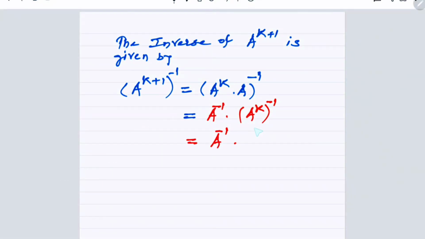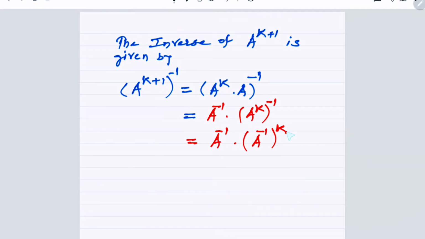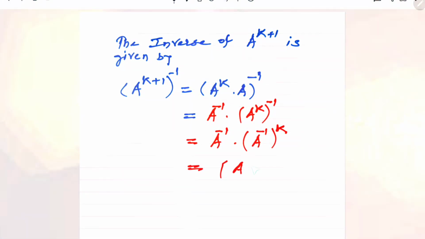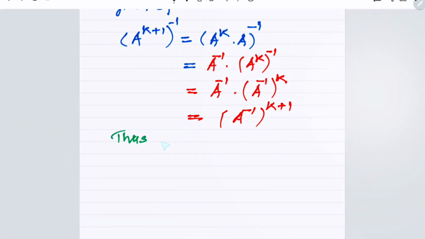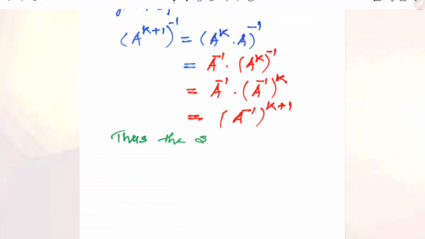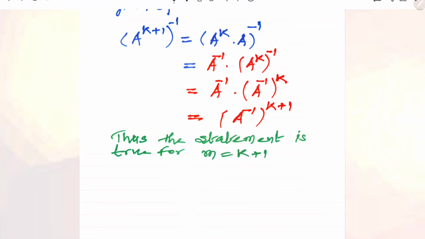That A raised to k raised to minus 1 we can write as A inverse raised to k. Adding the powers of A inverse, we get A inverse whole raised to k plus 1. Thus, the statement is true for m equals k plus 1.